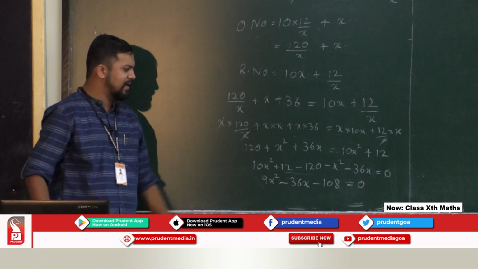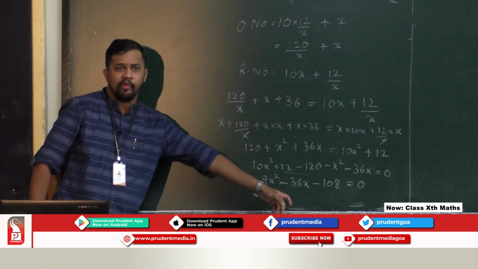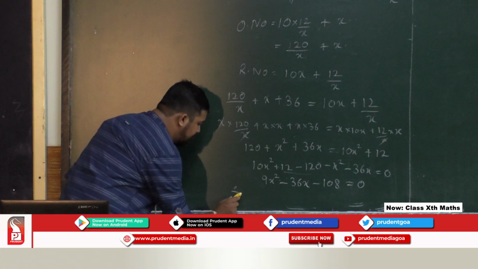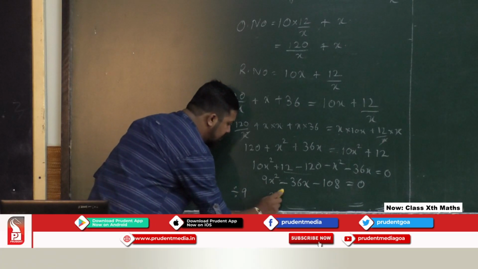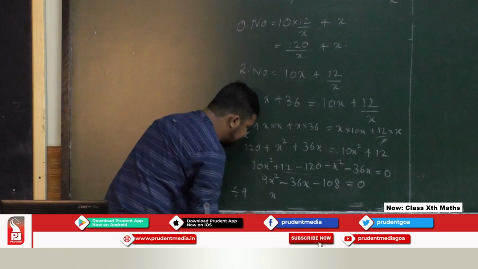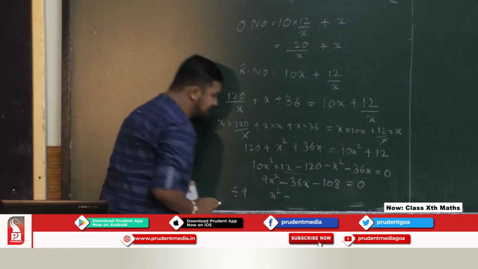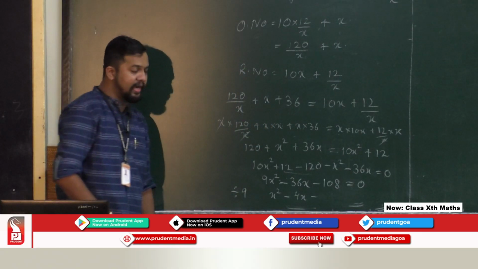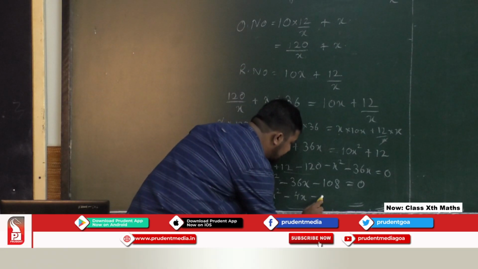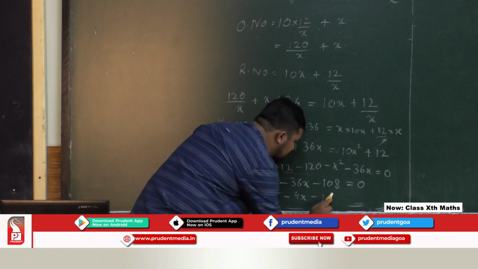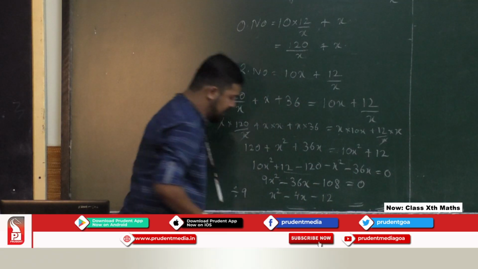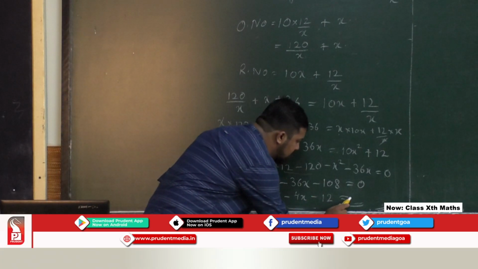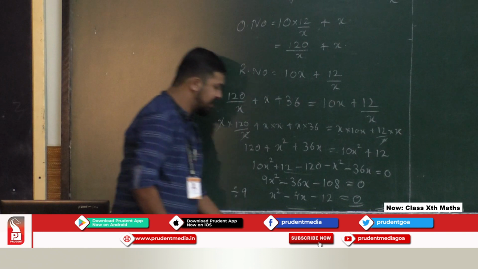The expression looks big. Let us make it small, because all three coefficients are in one table. So divide by 9. x square; 9 table 36, 9 4s are 36; 9 table 108, 9 12s are 108. So x square minus 4x minus 12 equal to 0. So this is my quadratic equation.